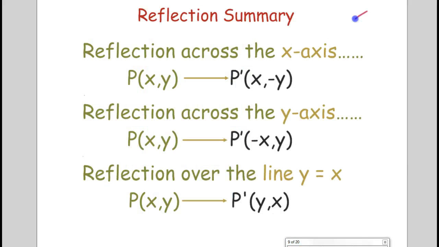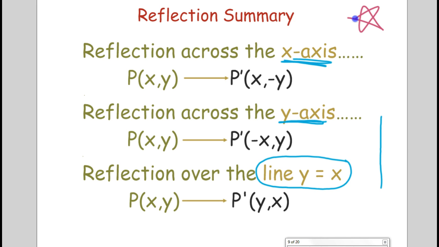Here's the most important slide of the day. Make sure you write this down in the box where it says rules with the stars around it. These are the 3 rules. Reflection across the x-axis is x, negative y. Reflection across the y-axis is negative x, y. And this one's new. Reflection over the line y equals x.